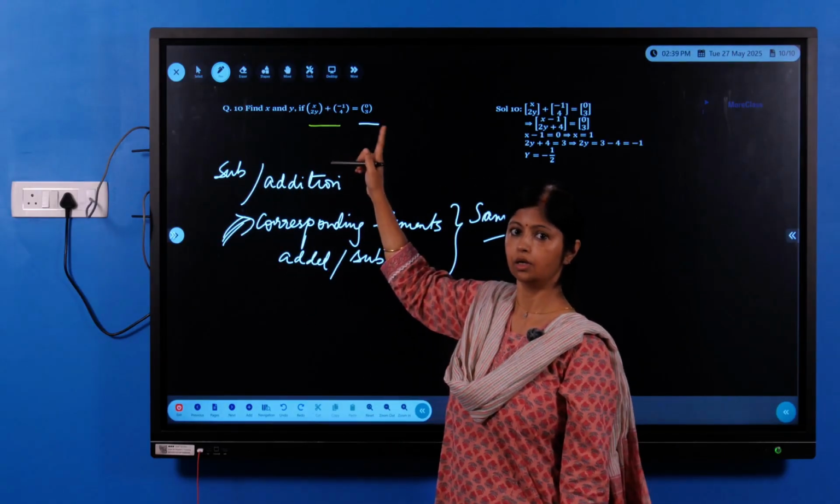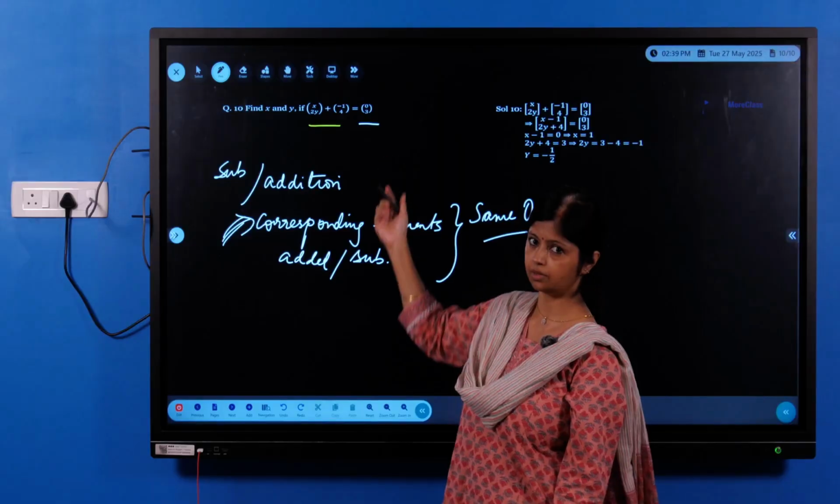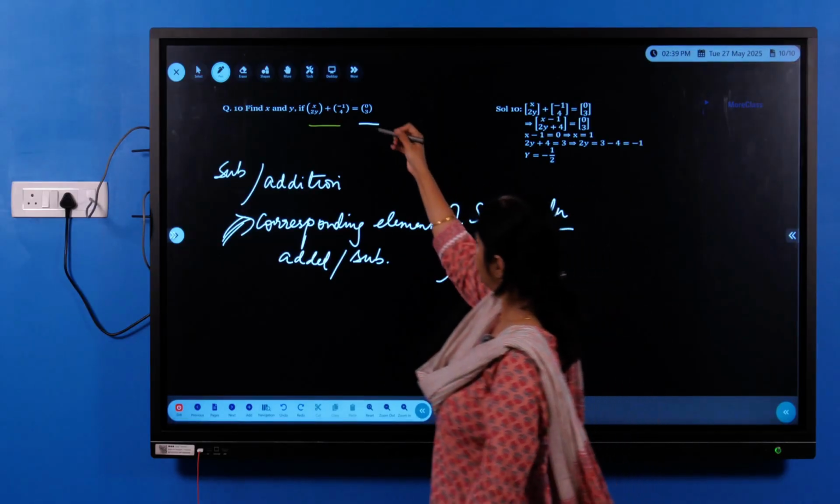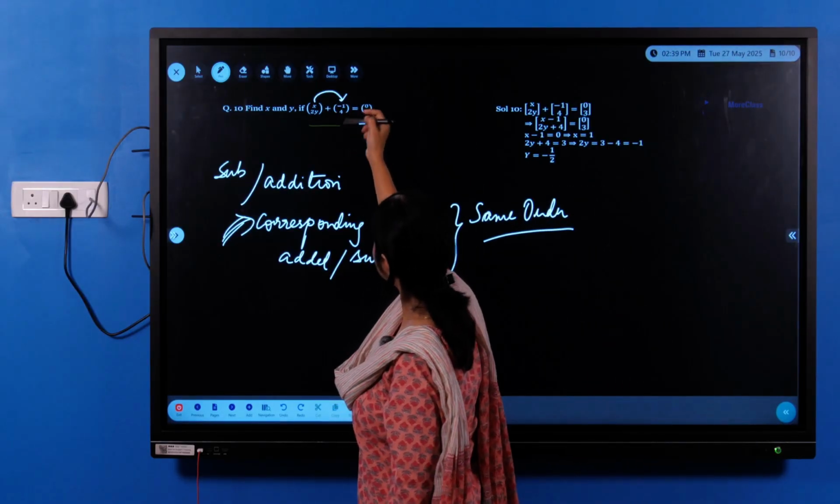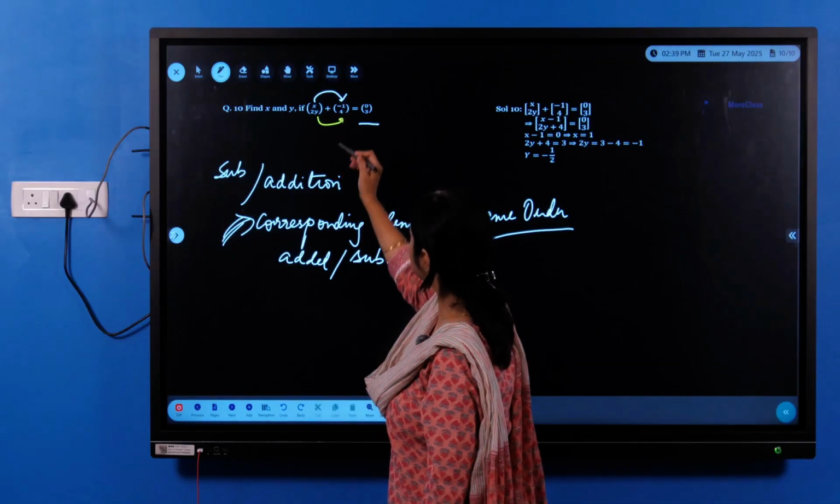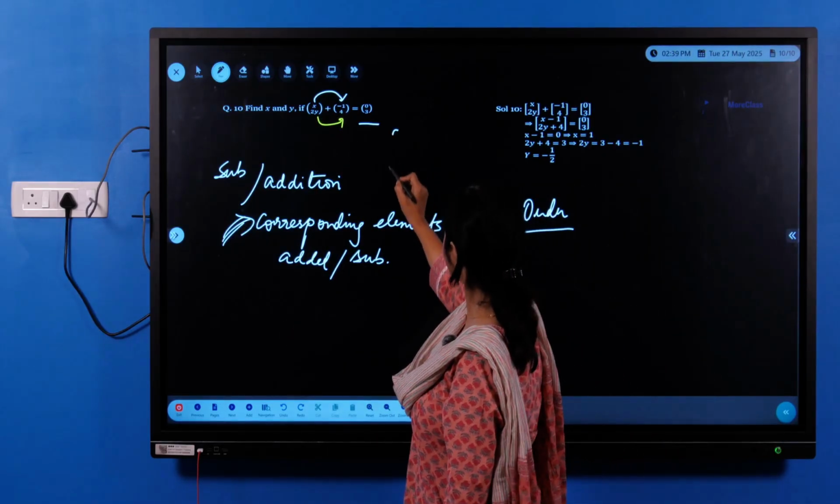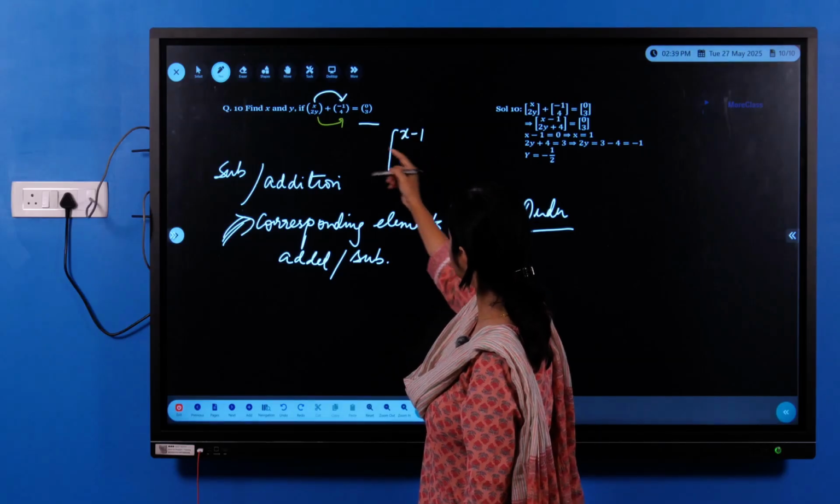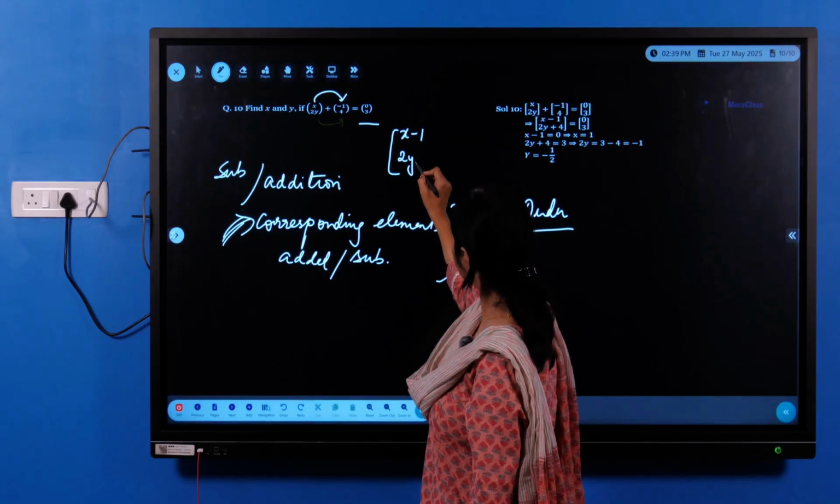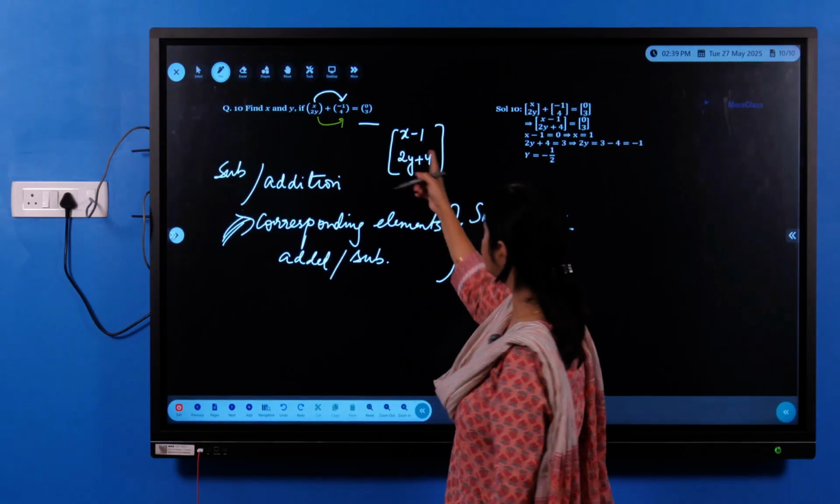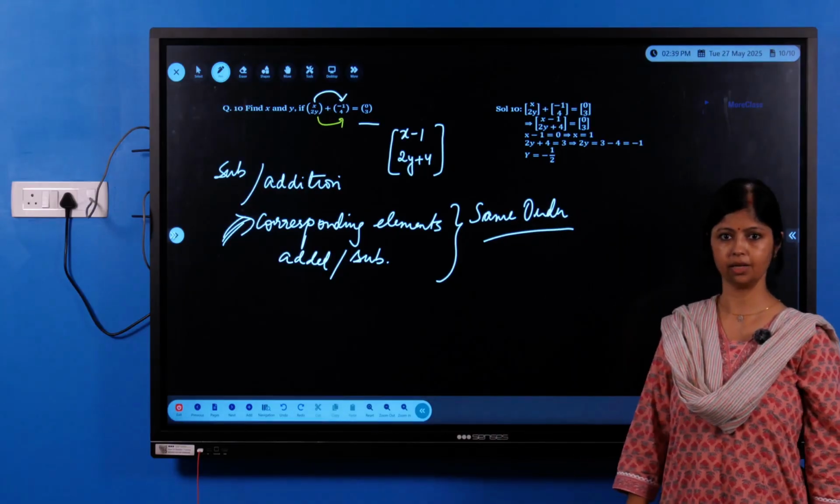We can see it is a 2 into 1. This again is a 2 into 1. So the corresponding elements will be added here. So x minus 1 and 2y plus 4. So the matrix that we will get is x minus 1, 2y plus 4. So we will get a matrix which will be something like this.